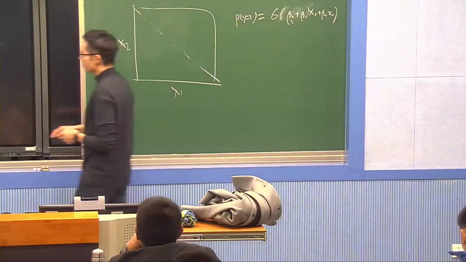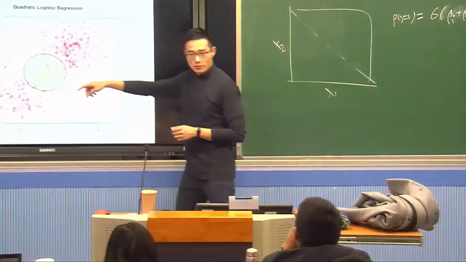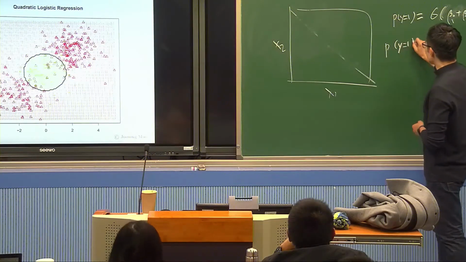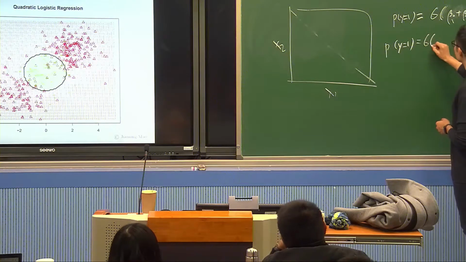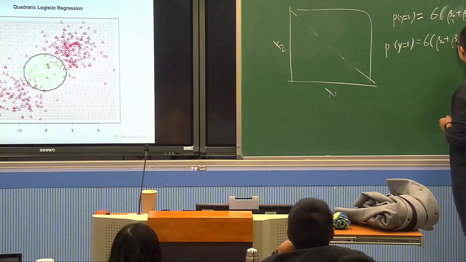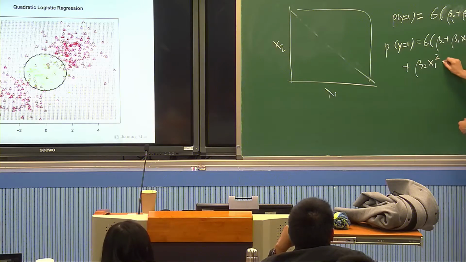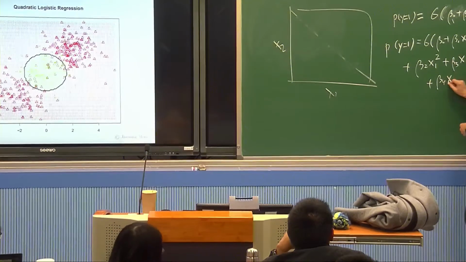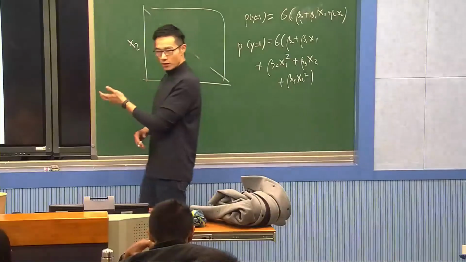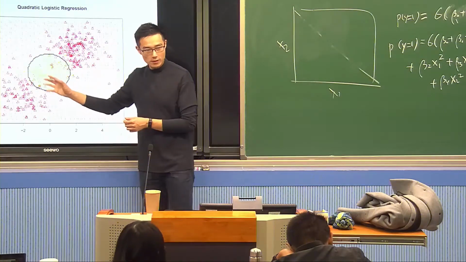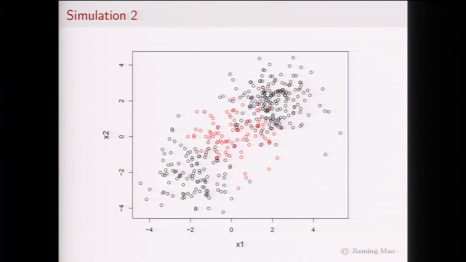How do we generate this type of decision boundary for logistic regression? It's the same thing. We just make it polynomial. So the probability y equal to 1 is the sigmoid of beta 0 plus beta 1 x1 plus beta 2 x1 squared, plus beta 3 x2 plus beta 4 x2 squared. Basically we add the square term, and in that case logistic regression gives you a circle decision boundary that separates the data pretty well.